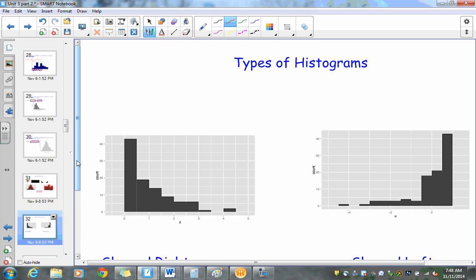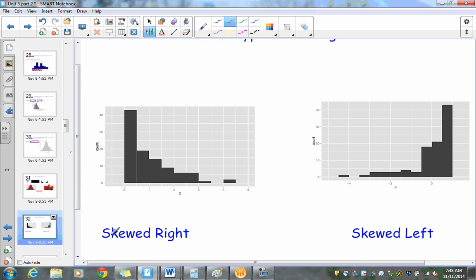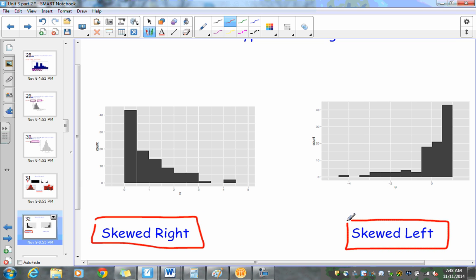Now the next types of histograms, this is where it gets a little confusing, and that is skewed right and then skewed left. The reason it's confusing is because all the information is actually on the left-hand side of the skewed right. The reason it's called skewed right is because as the information tapers down, it tapers down to the right. And I know that's confusing, but that's just how it is. So skewed right, in short, is almost like opposite, where all the information is on the left and the information tapers down to the right.